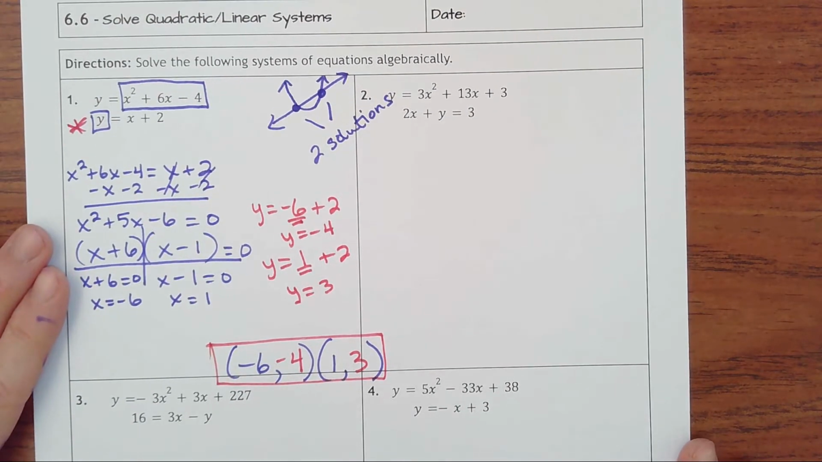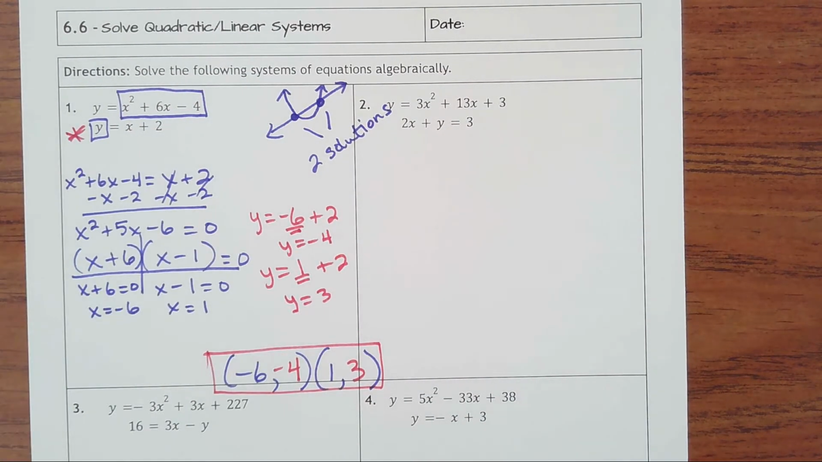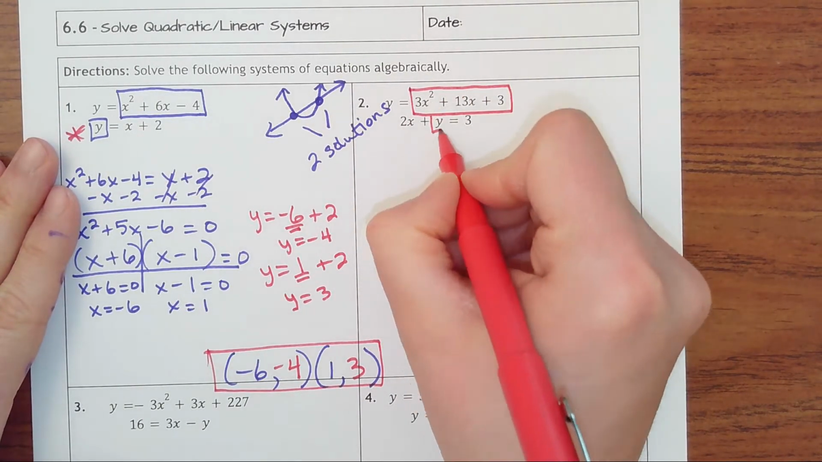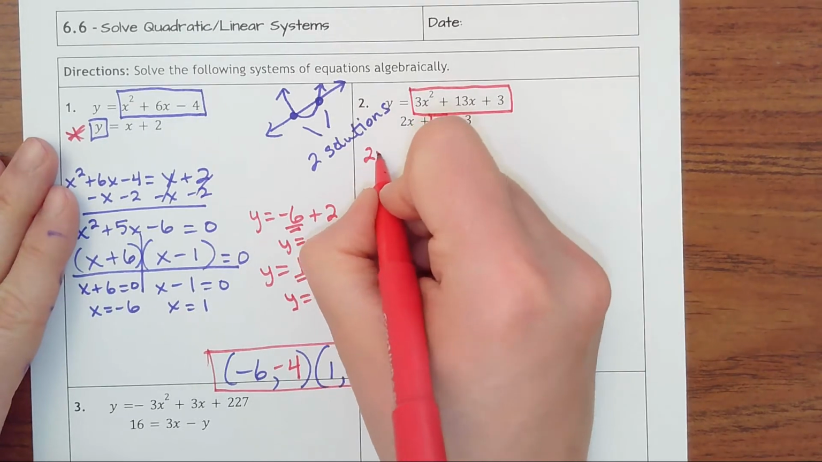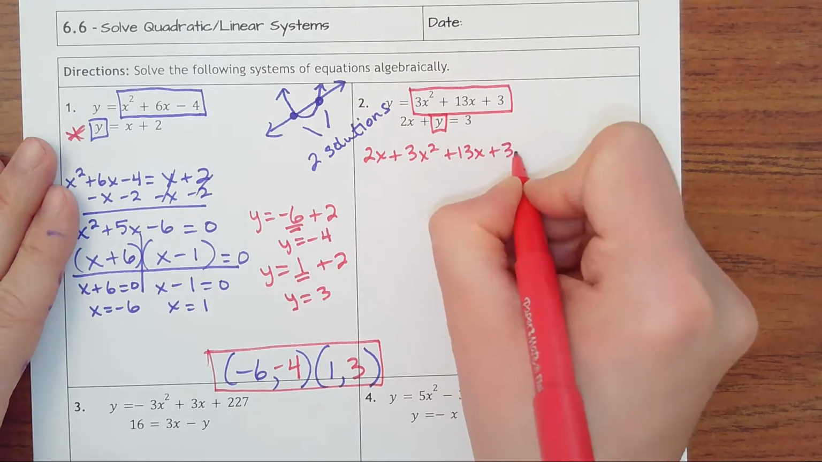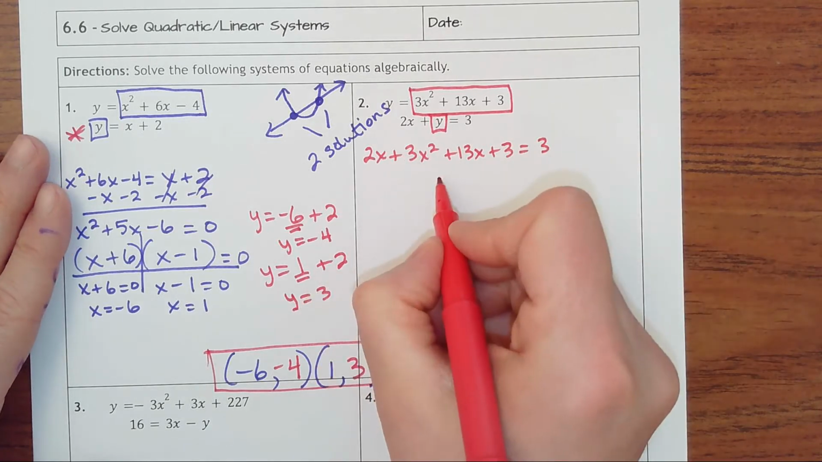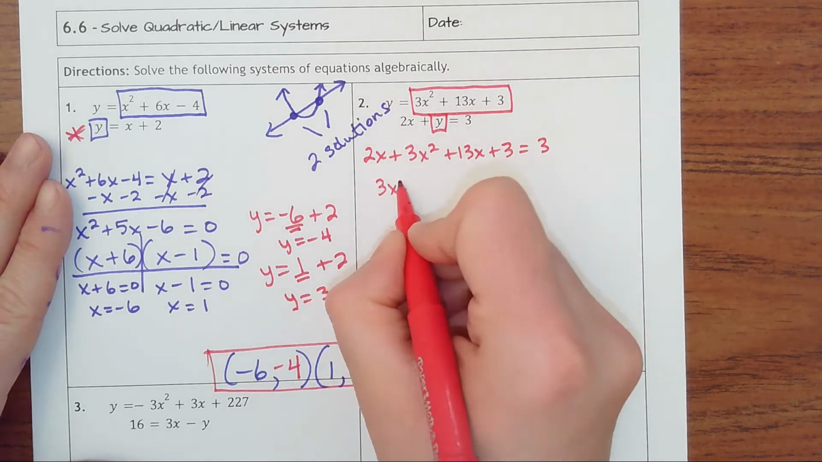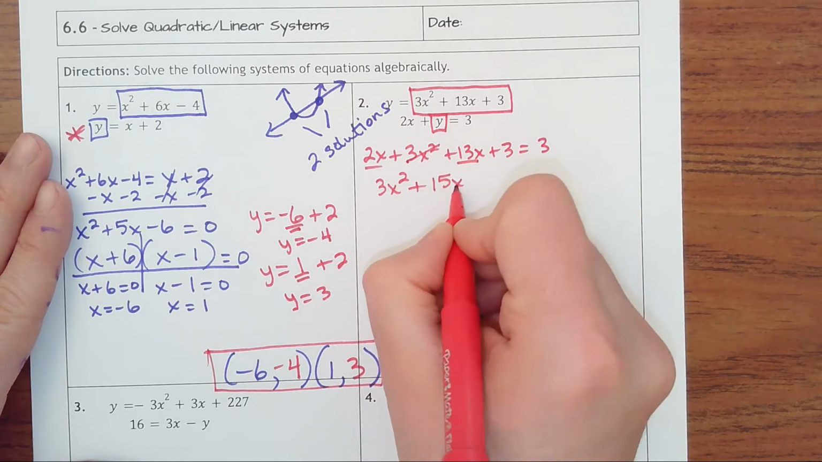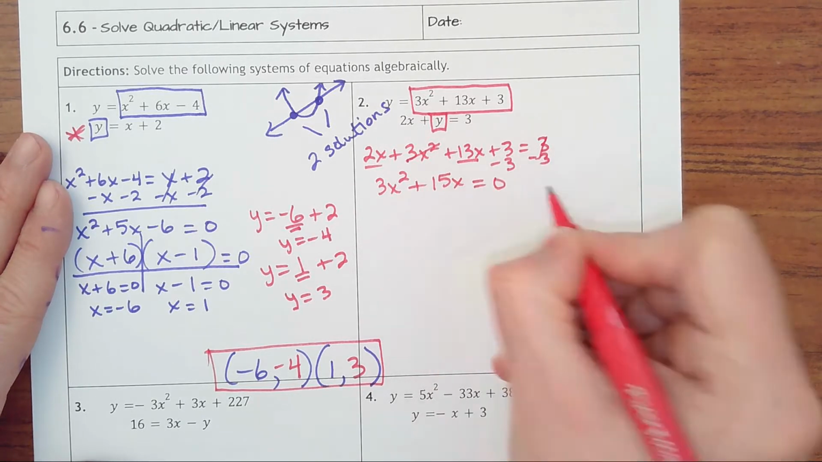All right, number 2. We have another quadratic because I see an x squared, and we have a linear. And so I see that y is this. So this is going to go in for y. So I have 2x plus 3x squared plus 13x plus 3 equals 3. So I just replaced y with this. I'm going to get it set equal to 0 because I have a quadratic, put it in standard form. So I have my 3x squared, I have my 13 plus 2x is 15x, and then I'm going to subtract 3. So that actually doesn't give me a constant at all. So I'm just going to put it equal to 0.